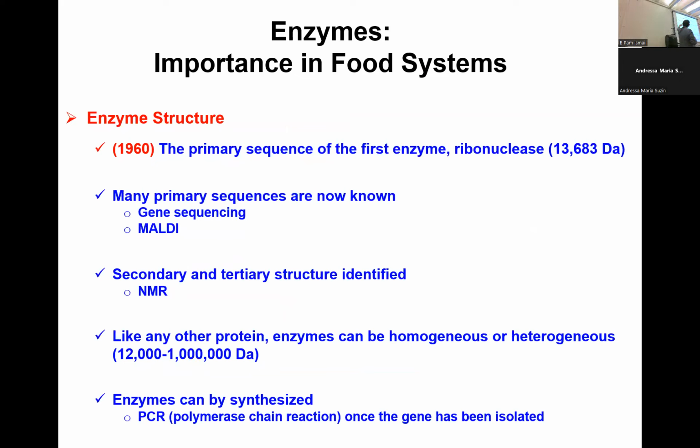So the structures of enzymes, including primary structure sequencing. The sequencing can be done using gene sequencing, the encoding of the proteins, or by modeling, and looking at the secondary and tertiary structure by NMR, and figuring out how big they are, whether they are homogeneous, only amino acids, or whether they are heterogeneous, having other components than amino acids. And then also figuring out synthesis of enzymes.